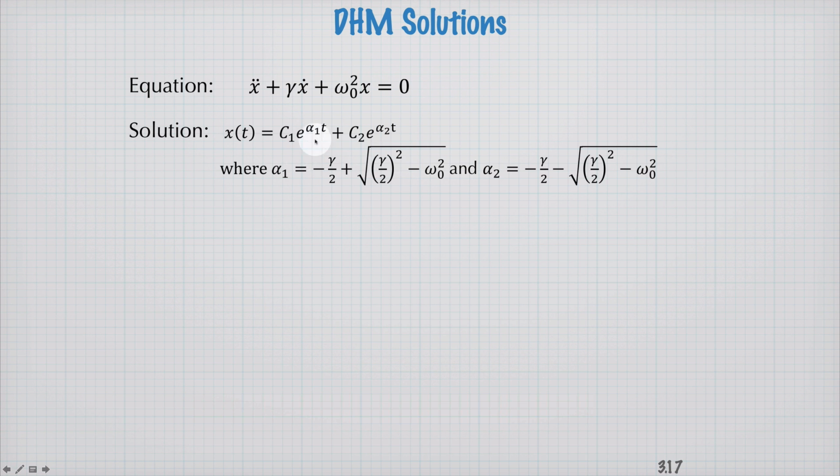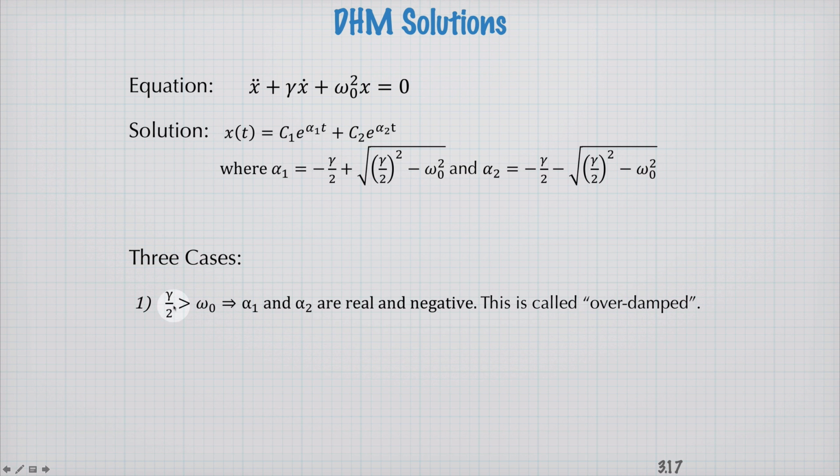Now looking at this more closely, we can identify three cases. One is where gamma on 2 is greater than omega naught. So gamma on 2 greater than omega naught means everything under the square root here must be positive. That means alpha 1 and alpha 2 are both real negative numbers. And this is called the overdamped case.